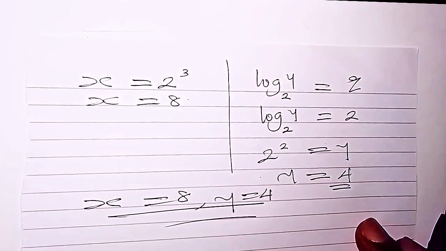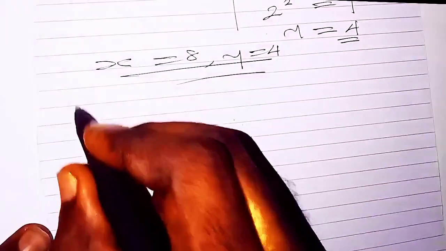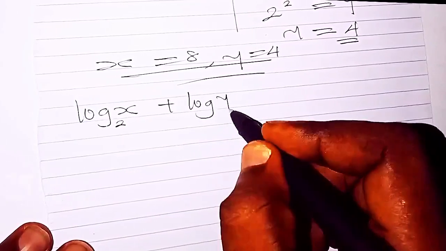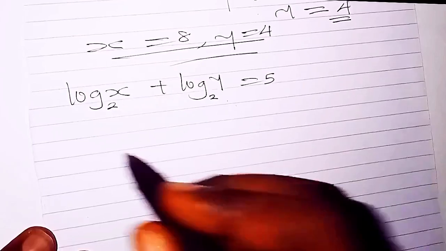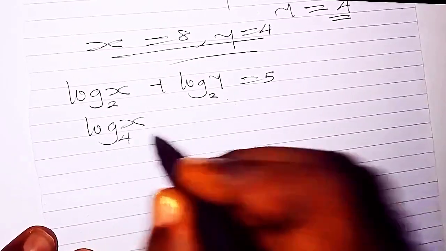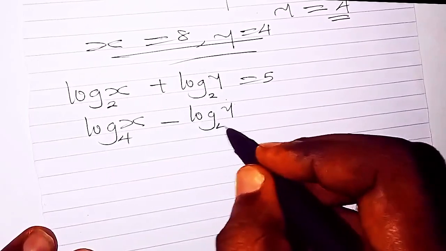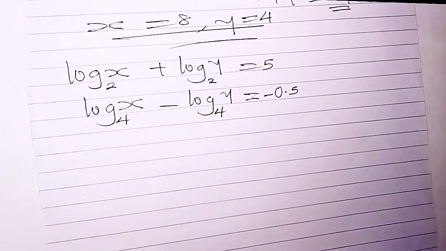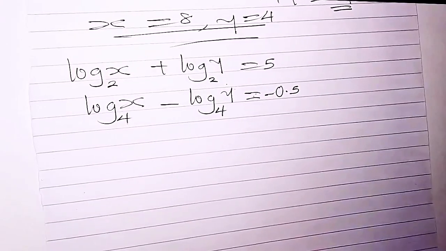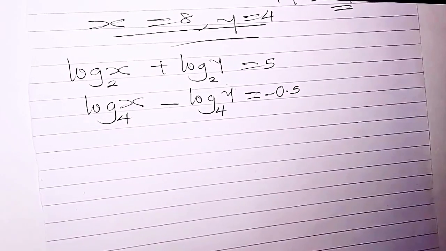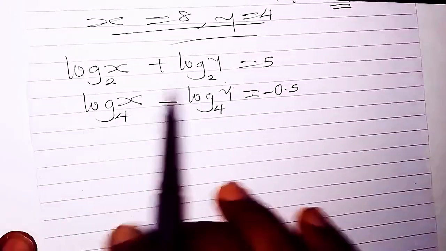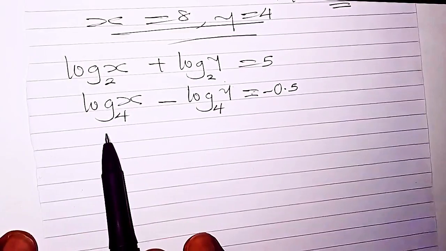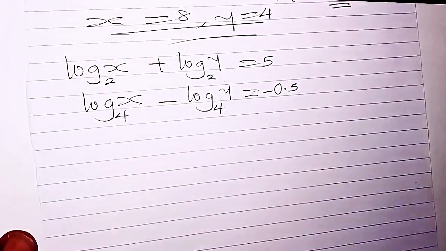Let's take a look at another example here. Here we have log x base 2 plus log y base 2 equals 5, and then here is log x base 4 minus log y base 4 equals minus 0.5. We've got to be very careful in solving this question, in the sense that the terms of the logarithm you have there have different bases. For example, in equation 1 you have log to base 2, and in equation 2 we have log to base 4. So we've got to convert or change the base of one log to the other.